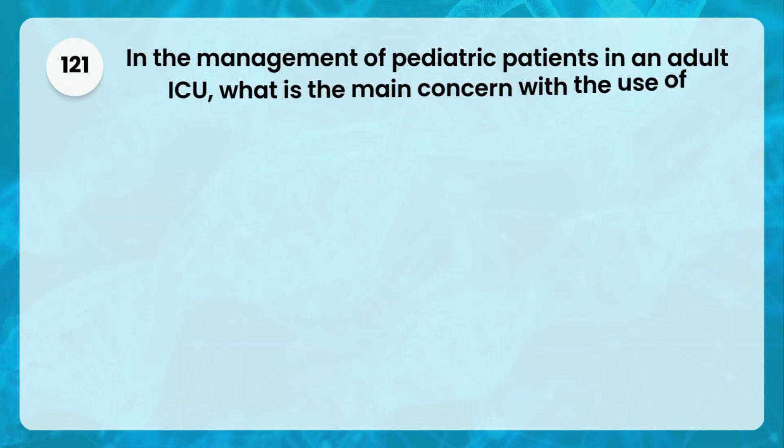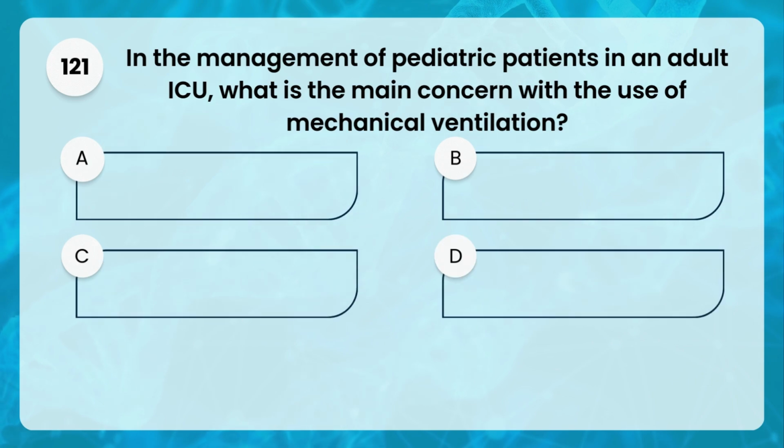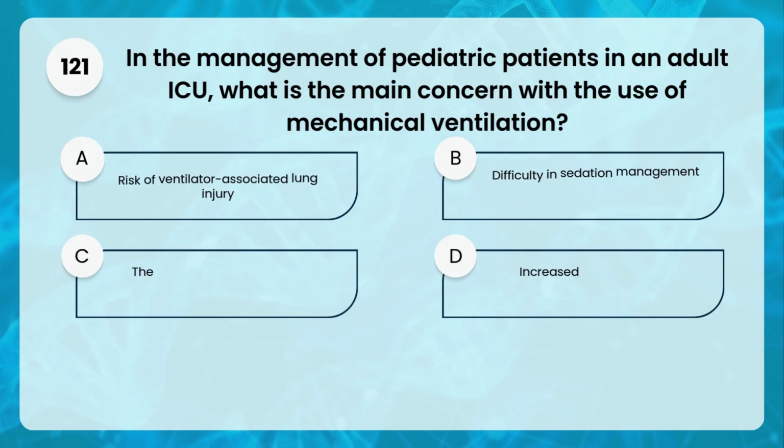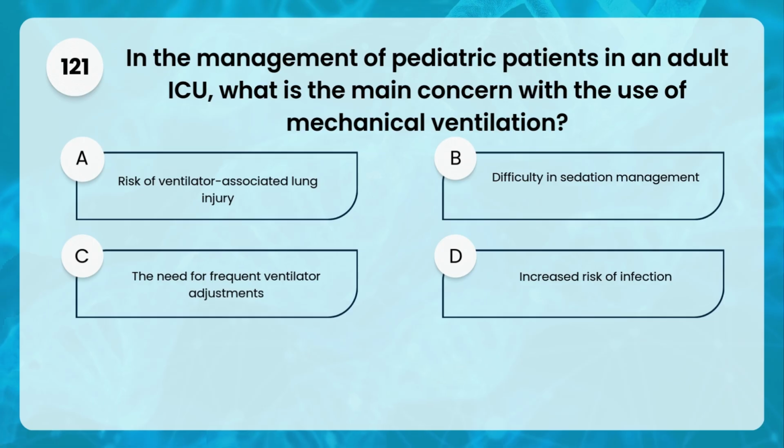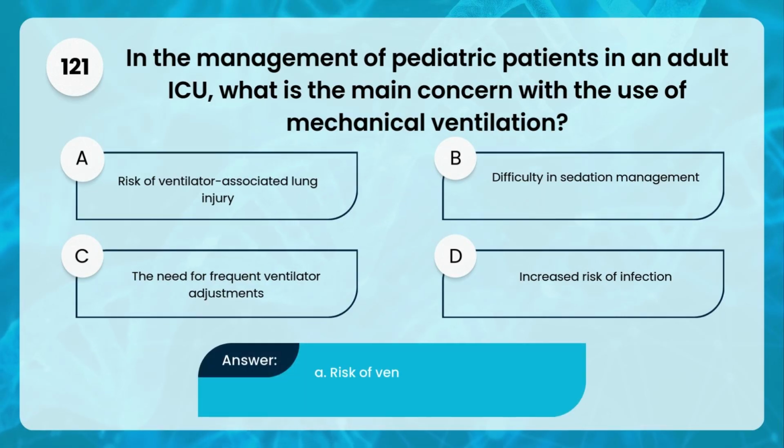121. In the management of pediatric patients in an adult ICU, what is the main concern with the use of mechanical ventilation? A. Risk of ventilator-associated lung injury. B. Difficulty in sedation management. C. The need for frequent ventilator adjustments. D. Increased risk of infection. The answer is A. Risk of ventilator-associated lung injury.